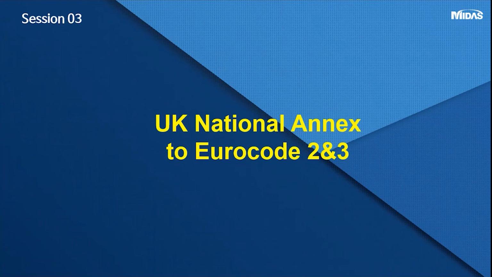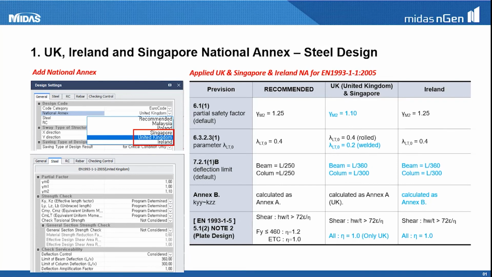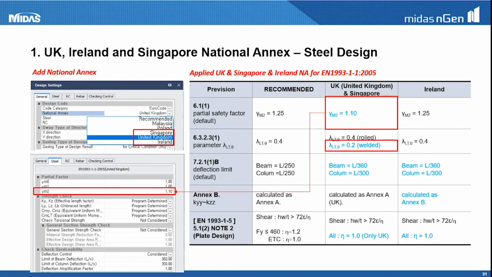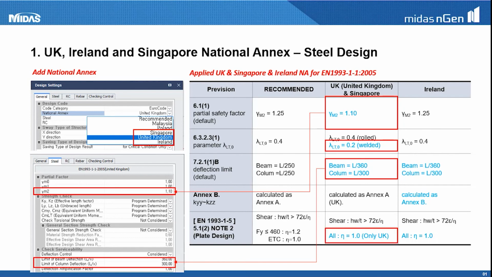Finally, the UK National Annex has been added to nGen. First, this table is for the applied provisions in steel design. In the partial safety factors, gamma M2 is applied as 1.10. Next, in lateral torsional buckling, the value of lambda LT0 of a welded section is applied as 0.2. And when reviewing deflection, L/300 is applied when the allowable value is for beam, and L/360 is applied when it's for column. Finally, the eta value applied when checking the shear buckling resistance of the web of I-beam is applied as 1, regardless of the material strength.